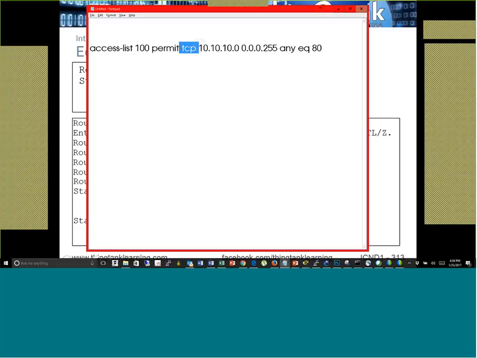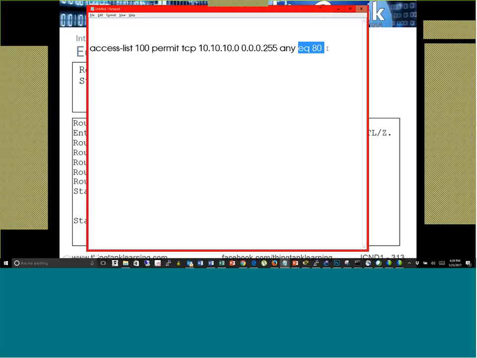Going to where? The traffic is allowed to come from 10.10.10 going to anybody. So any is the destination IP address, as long as the destination port is 80. EQ stands for equal. You can do a GT for greater than, LT for less than, range, etc. So the way that you read this access list entry is: I'm going to permit TCP traffic from the 10.10.10 subnet to anybody as long as the destination port number is 80.